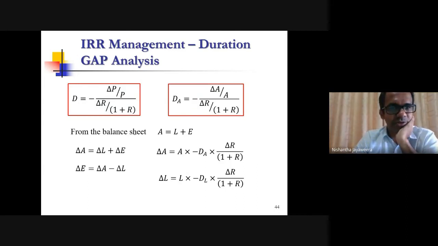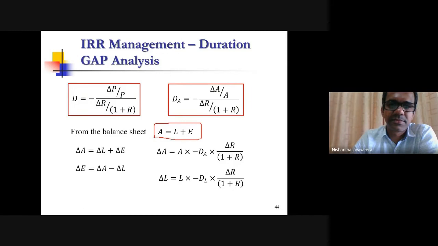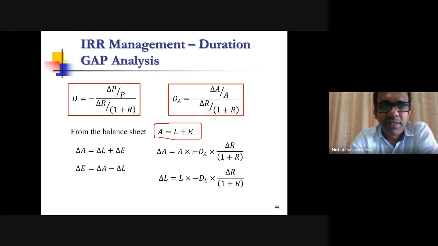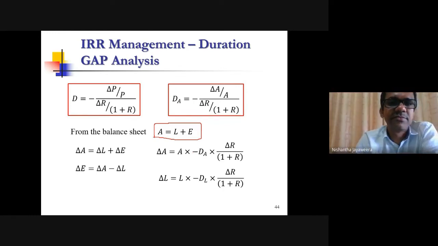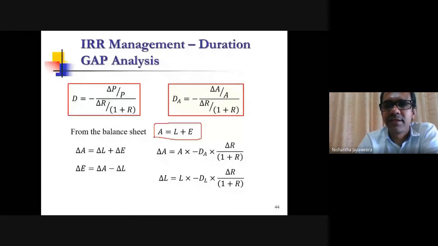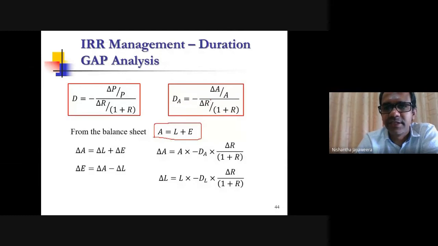And from basic accounting, I hope you have some idea. What do you call this equation? Fundamental equation of accounting or something like that. Asset equals liabilities plus equity. Correct? Asset equals liabilities plus equities. Then I use this delta notation just to refer to the change. Whenever I say delta A, what does it mean? Change in asset. Delta R, change in interest rate.